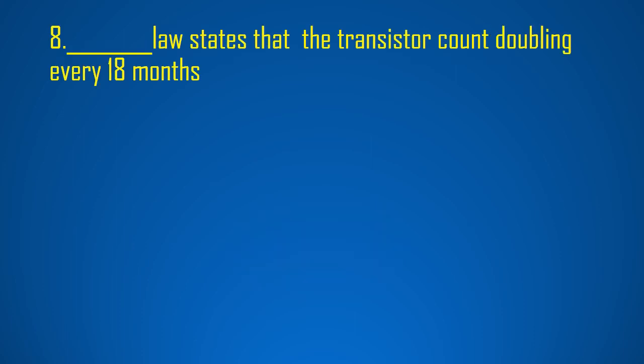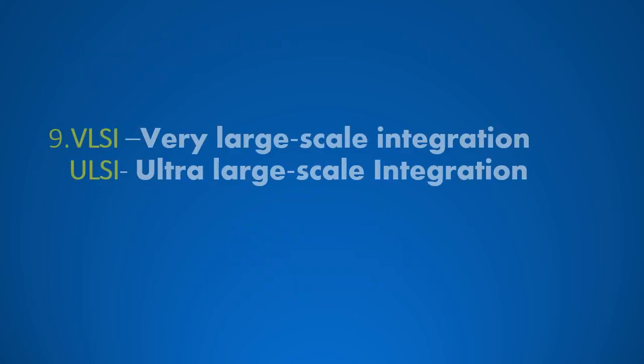Dash law states that the transistor count doubles every 18 months. Moore's law. So VLSI stands for very large scale integration. ULSI stands for ultra large scale integration.